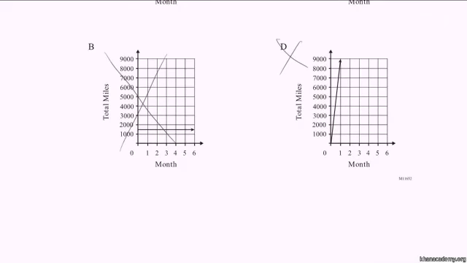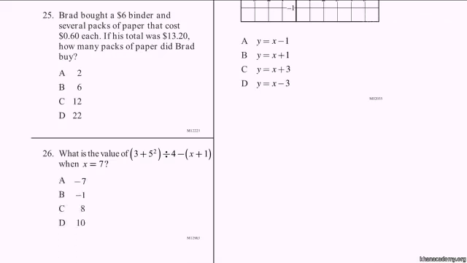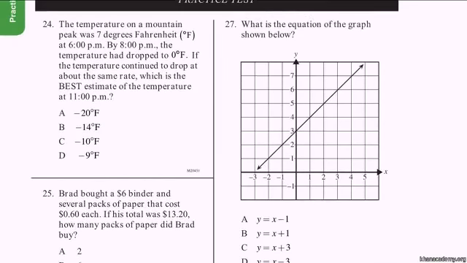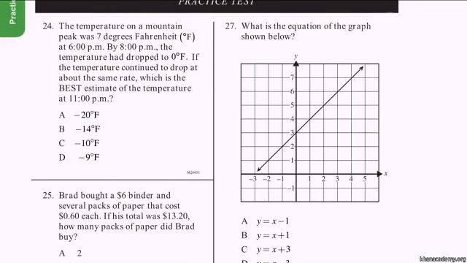Let's go to the next page. All right. We have problem 24. The temperature on a mountain peak was 7 degrees Fahrenheit at 6 p.m. By 8 p.m., so 2 hours later, the temperature had dropped to 0 degrees Fahrenheit. If the temperature continued to drop at the same rate, which is the best estimate of the temperature at 11 p.m.?